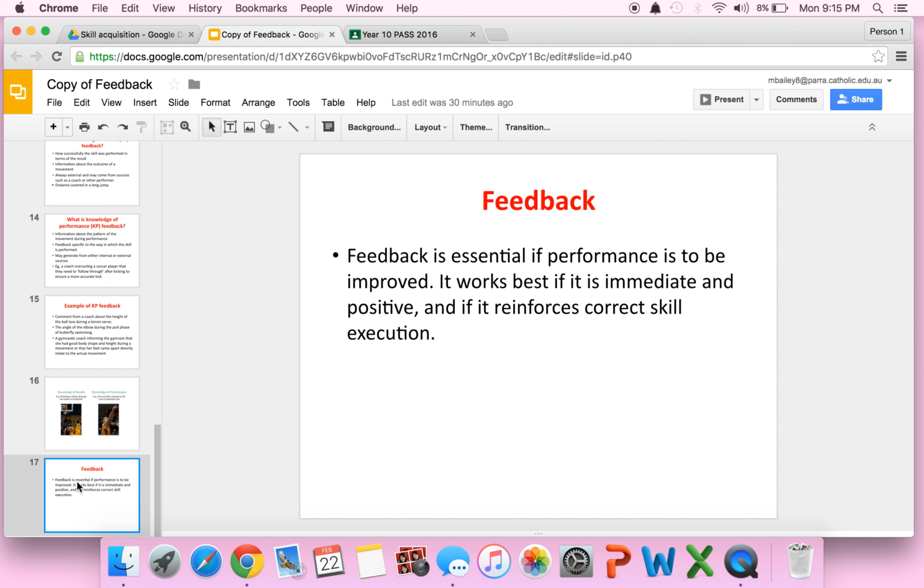To conclude, it is important to understand that feedback is essential if performance is to be improved. It works best if it is immediate and positive, and if it reinforces correct skill execution.